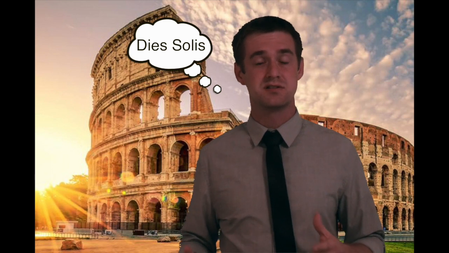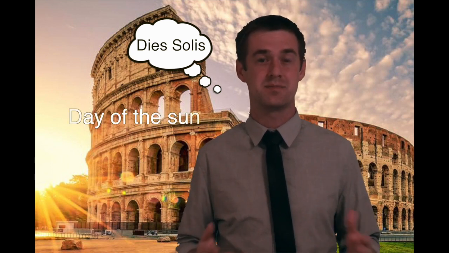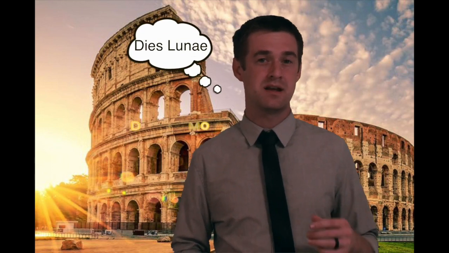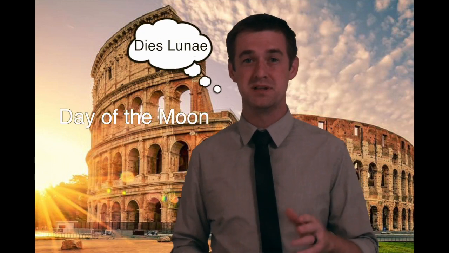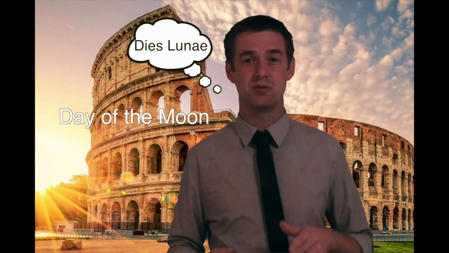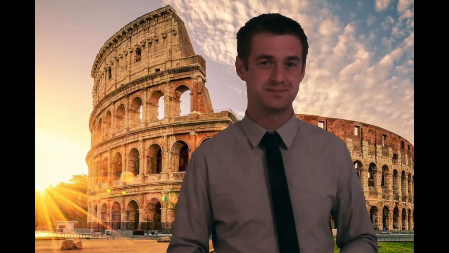Sunday, in Latin, is dies solis. Solis is the sun, so dies solis is the day of the sun. That makes sense. Let's look now at Monday. Monday in Latin is dies lunae. Now, we've learned already that luna means moon, so dies lunae, or day of the moon, makes a lot of sense when we think of Monday, moon day, right?